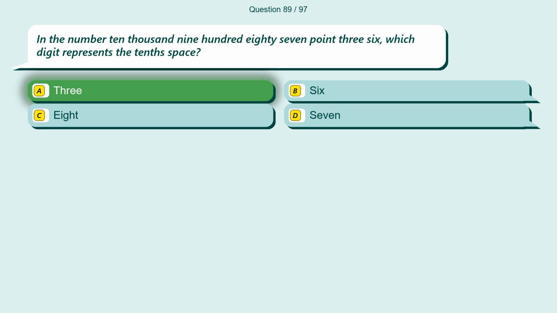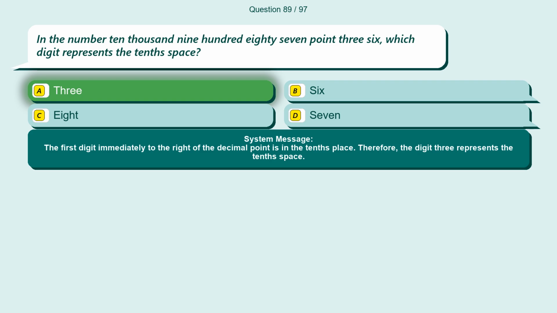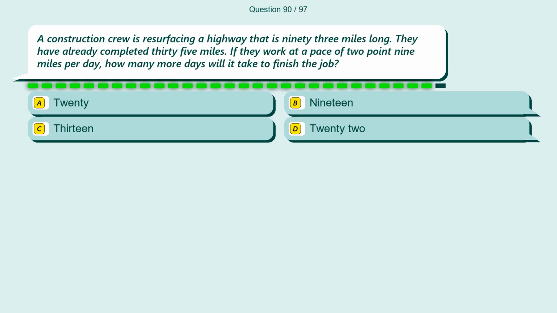The correct answer is option A, 3. The first digit immediately to the right of the decimal point is in the tenths place. Therefore, the digit 3 represents the tenth space. Question 90. A construction crew is resurfacing a highway that is 93 miles long. They have already completed 35 miles. If they work at a pace of 2.9 miles per day, how many more days will it take to finish the job? Option A, 20. Option B, 19. Option C, 13. Option D, 22.